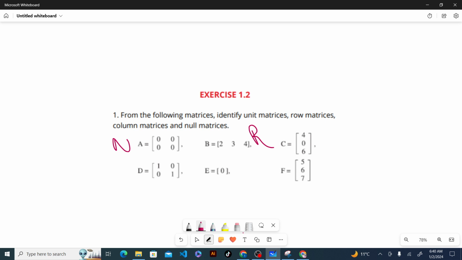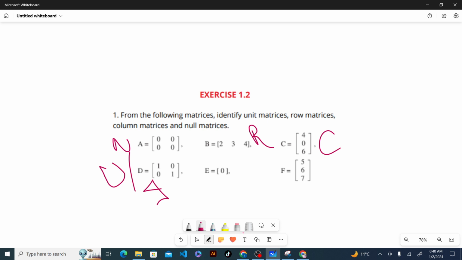Now for matrix C. In matrix C, we have 3 elements, but only one column. One column means that it is a column matrix. So we will write C here for column matrix. Then for matrix D, what is obvious? The diagonal elements are equal to 1. So this is a unit or identity matrix, U or I.